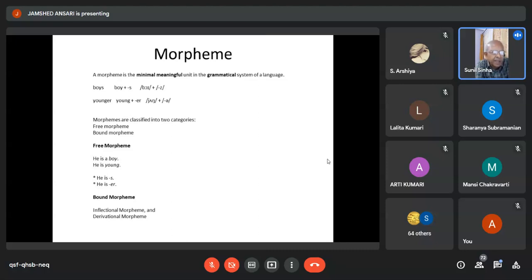Don't go by the spelling. Look at the phonetic transcription that I have given. Young plus er. Now, you cannot break er, it is already minimal. You cannot break it further. And young is also minimal in the sense that if you break young further, then you don't get any meaning. You don't get any meaning of ya and ng. Ng in itself does not have any meaning. It is simply a sound. Ya and a together do not have any meaning. It's simply a combination of two sounds. Only when these three sounds are put together, ya and a and ng, then we get a meaningful word. So young is minimal, right?